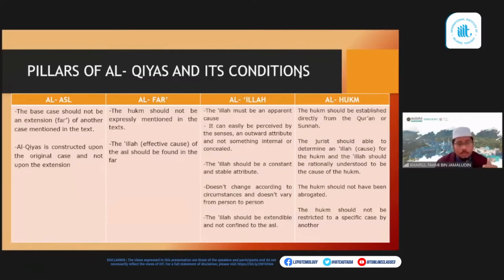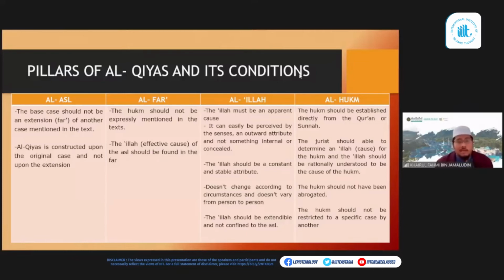Condition number two: qiyas is constructed upon the original case and not upon the extension. So when we talk about qiyas, we must base it on the original case, not the extension one. Al-fara', the condition number two, the hukum shouldn't be expressly mentioned in the text. If the hukum is already mentioned expressly, then there is no need for qiyas.